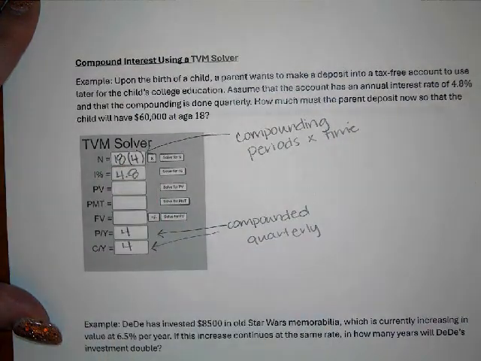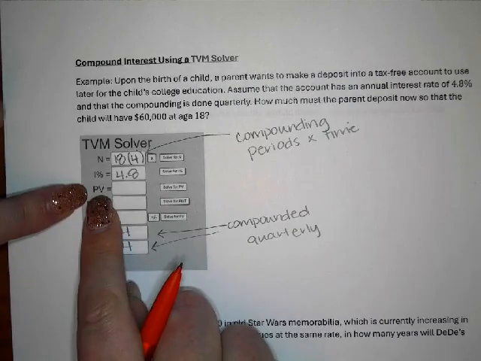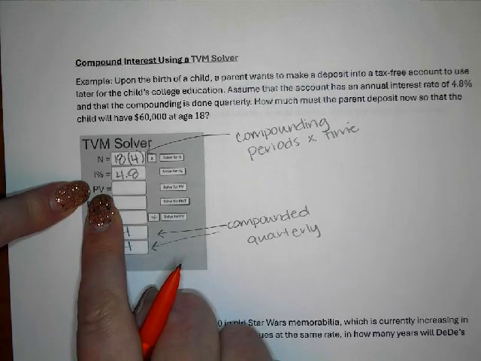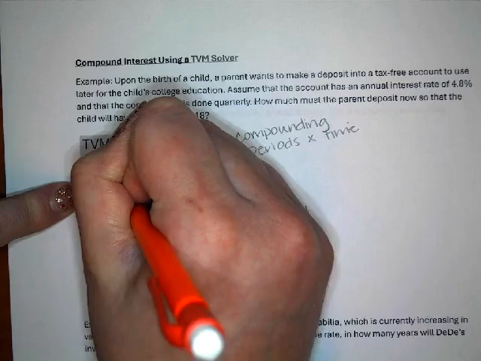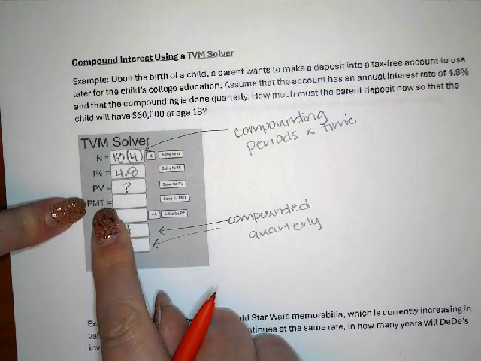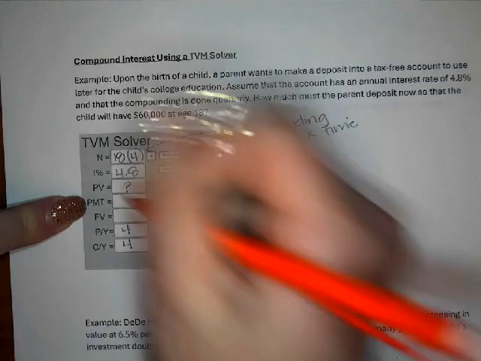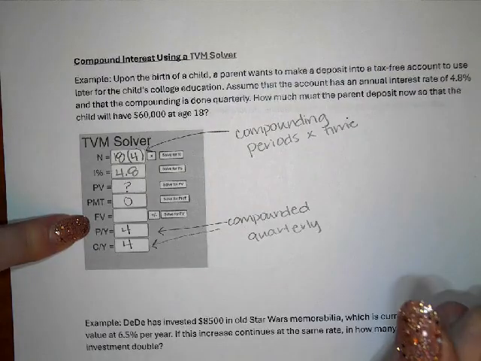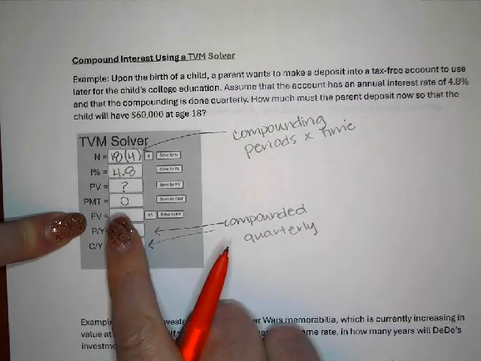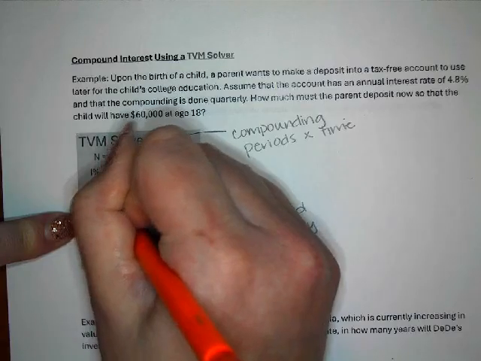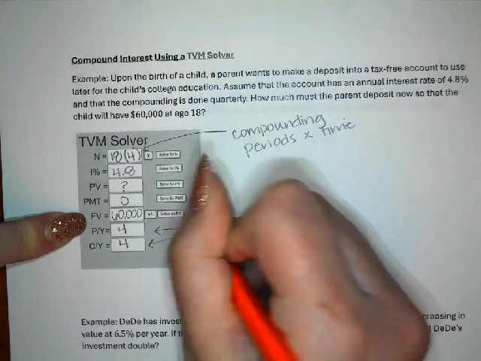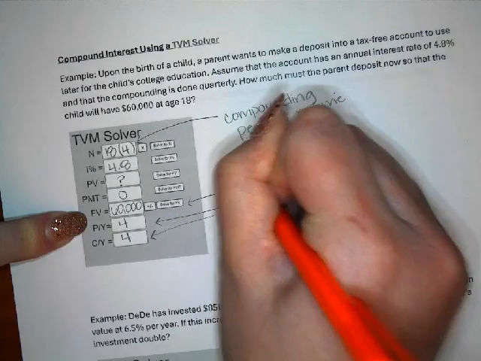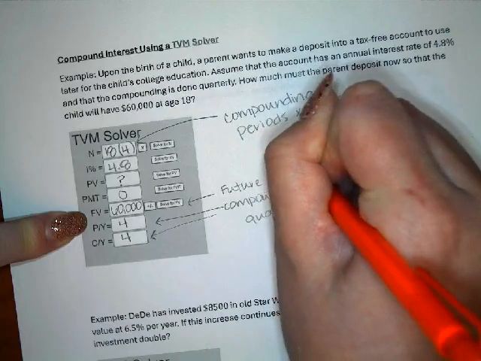PV stands for present value, and so this is what we're going to be solving for. So I'm going to put a question mark here. PMT stands for payment, like monthly payments, and we are not going to be making any monthly payments into this account. FV stands for future value, and the future value is the $60,000. Okay, so this stands for future value. Okay, this stands for present value.